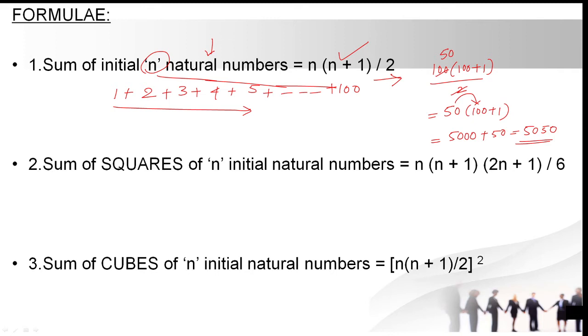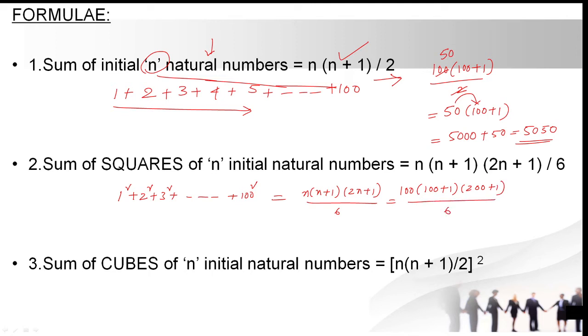The next series is the sum of the squares of n initial natural numbers. The squares, in the sense, we will take 1 square, 2 square, 3 square, and so on. Let us say 100 square. For this the formula is n into n plus 1 into 2n plus 1 by 6. In the place of n, we can just substitute 100. Is it okay? Yes. So now we can calculate the answer. This is the case of the second series.